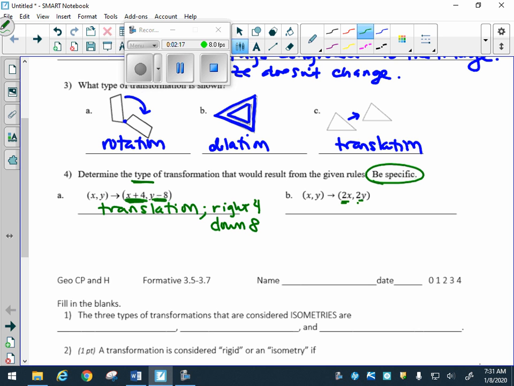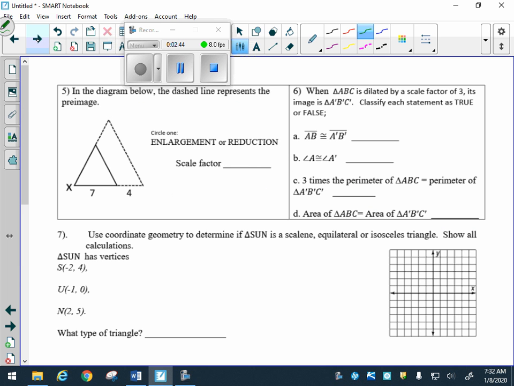Here, you should be able to tell just by looking at it that when you multiply all the x's and y's, you get a dilation. That's the type of transformation. More specifically, this particular dilation is an enlargement because the scale factor is 2. Anything greater than 1 will make a figure get bigger, so it's called an enlargement. If it was a fraction between 0 and 1, it would have been a reduction.